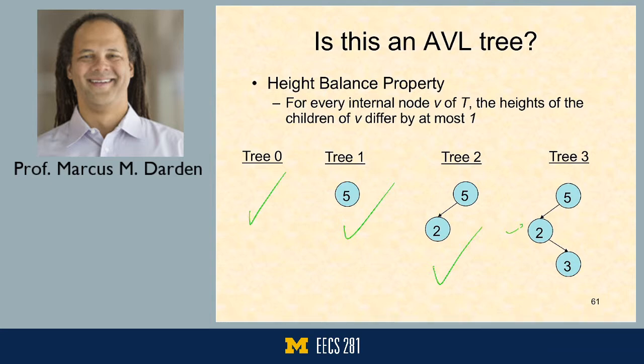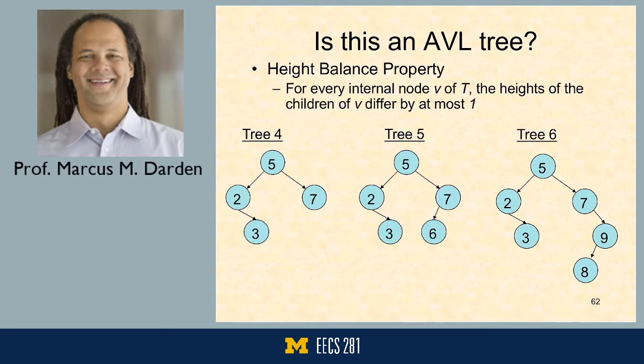However, 5 has a problem, right? We see that in 5, it has a left child of height 2 and a right child, empty, of height 0. So 2 on the left, 0 on the right, difference more than 1. So this is not an AVL tree.